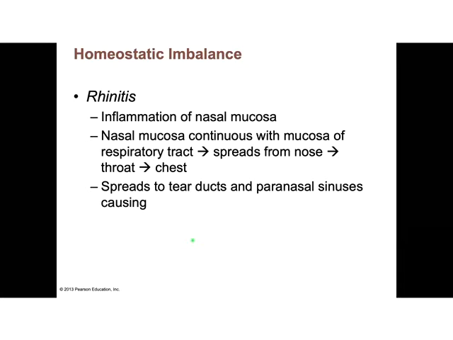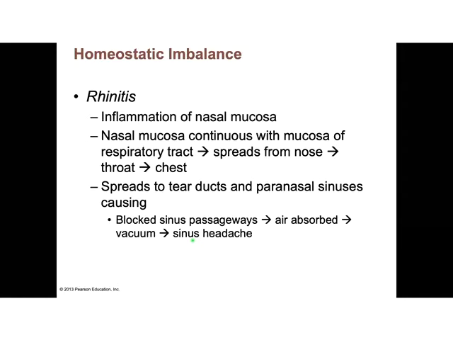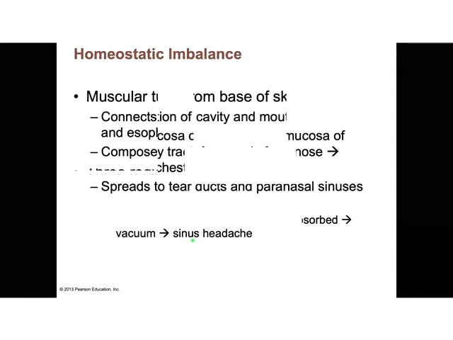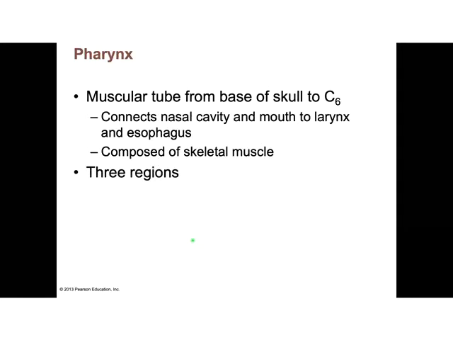Okay, the respiratory mucosa is continuous with the mucosa of the respiratory tract, the upper tract, and it spreads from the nose to the throat, and it can get into the chest, and it can spread to the tear ducts and the paranasal sinuses, and that can cause blocked sinus passageways, and that can produce what's called sinus headache. Okay, this is why when you have a sinus infection, it feels like your eyes are going to pop out of your head because of the pressure behind them, because the paranasals actually surround the superior, medial, and inferior portions of the orbits.